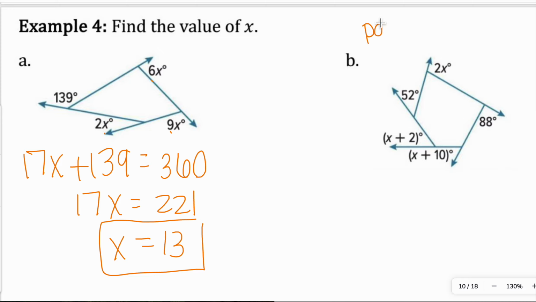Let's see if you can try letter B on your own. Pause here, try it, solve for x. When you're ready to check it, click play.